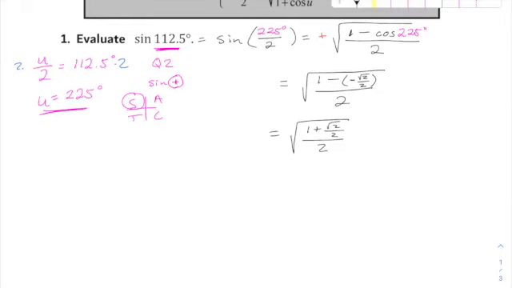And so we're just going to clean this up a little bit. One way to do it is to multiply the top and bottom on the inside of the square root by 2, just to multiply through by that LCD.